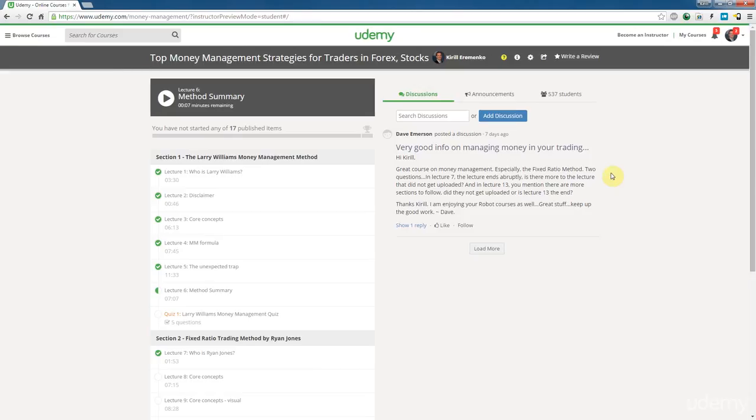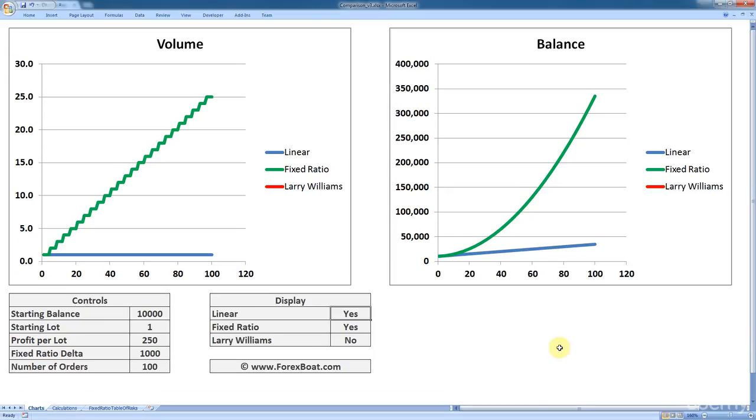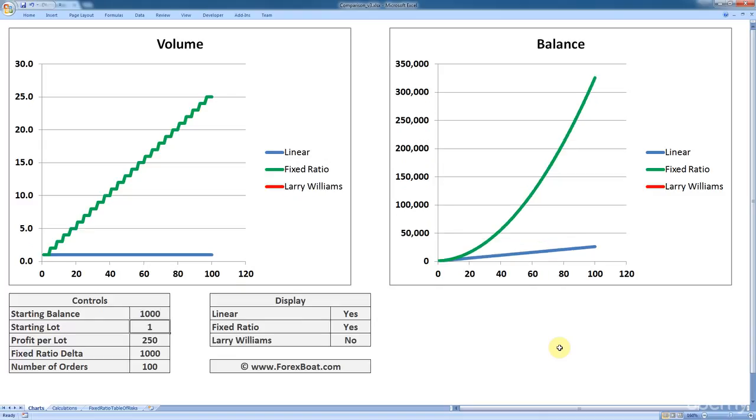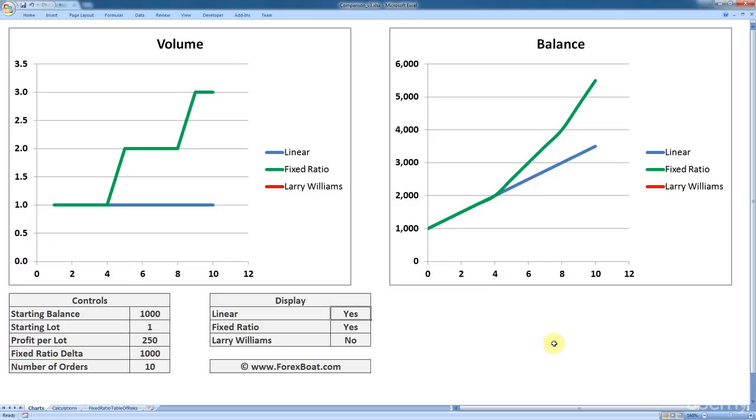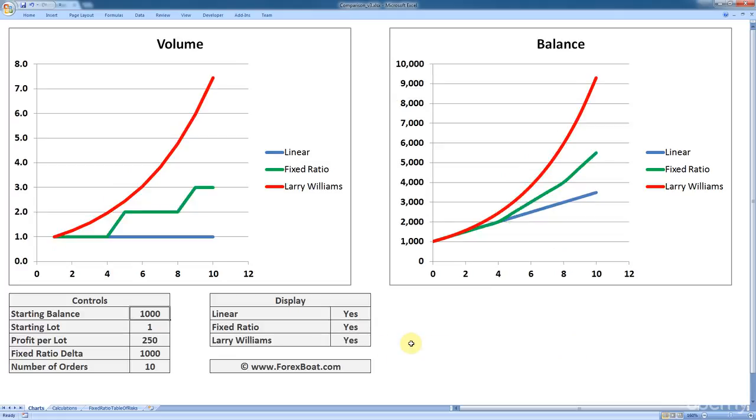But now let's move on back to our investigations. Alright, so to start off with, let's go back to our original settings that we had. Here we had $1,000, one lot, profit $250, and here we had 10 orders. And now we're going to add in the Larry Williams method into this mix. Yes, and as you can see, the red line has appeared.